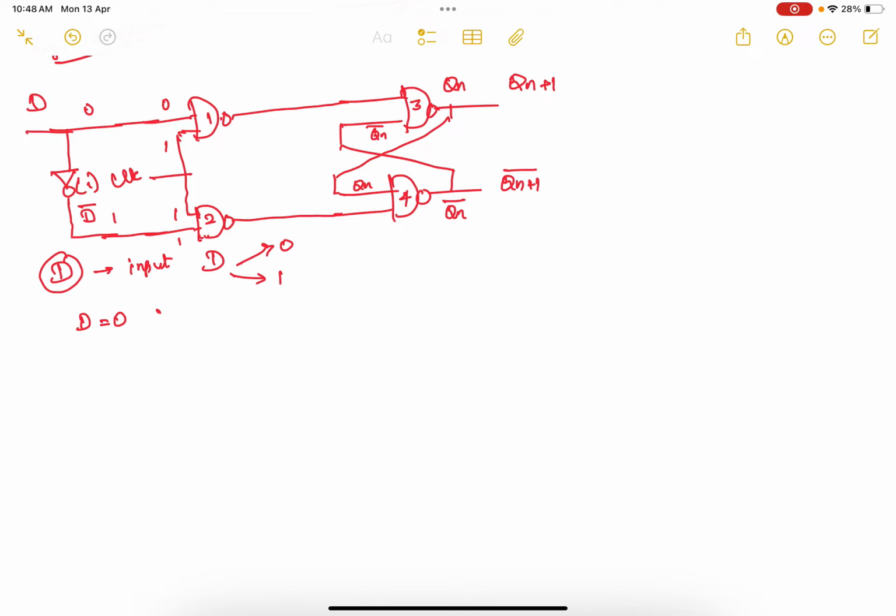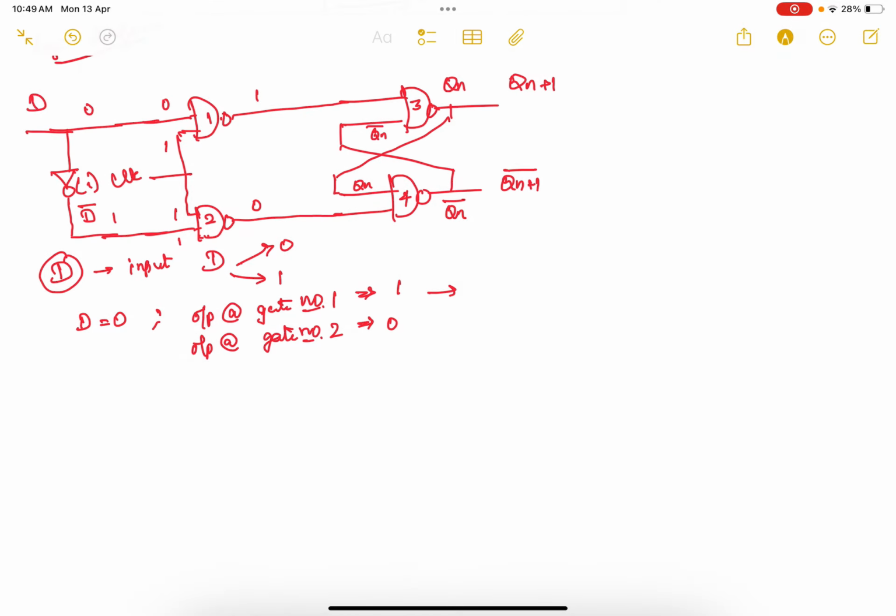So what will happen now? When you check the output at gate number 1, what is the output? Similarly, the output at gate number 2 will be what? So 0 into 1, 0. 0 complement will be 1. Here 1 into 1, 1. 1 into 1's complement will be 0. Okay, so here what I am getting? Here I will get 1. Here I will get 0.